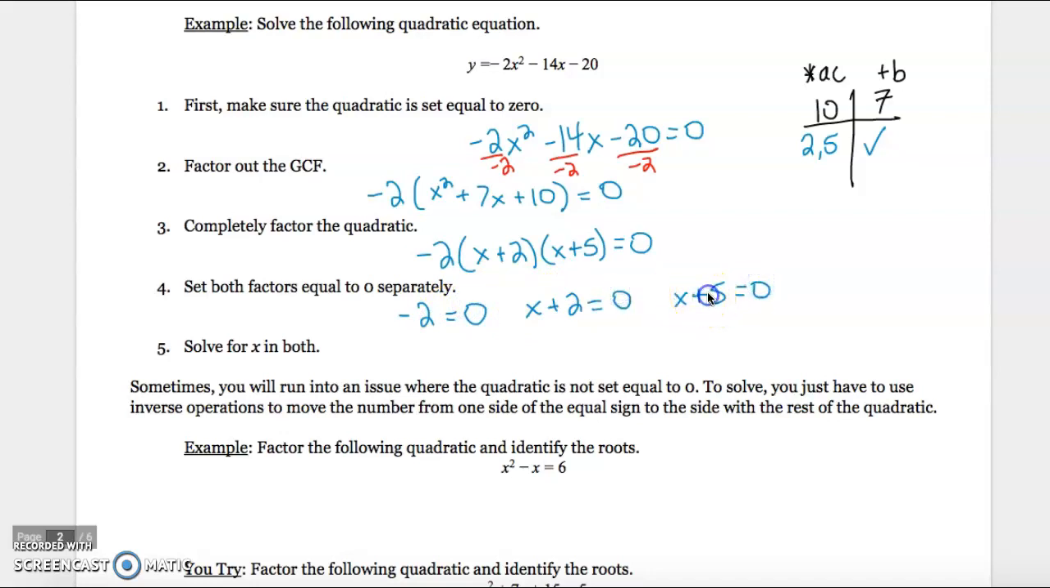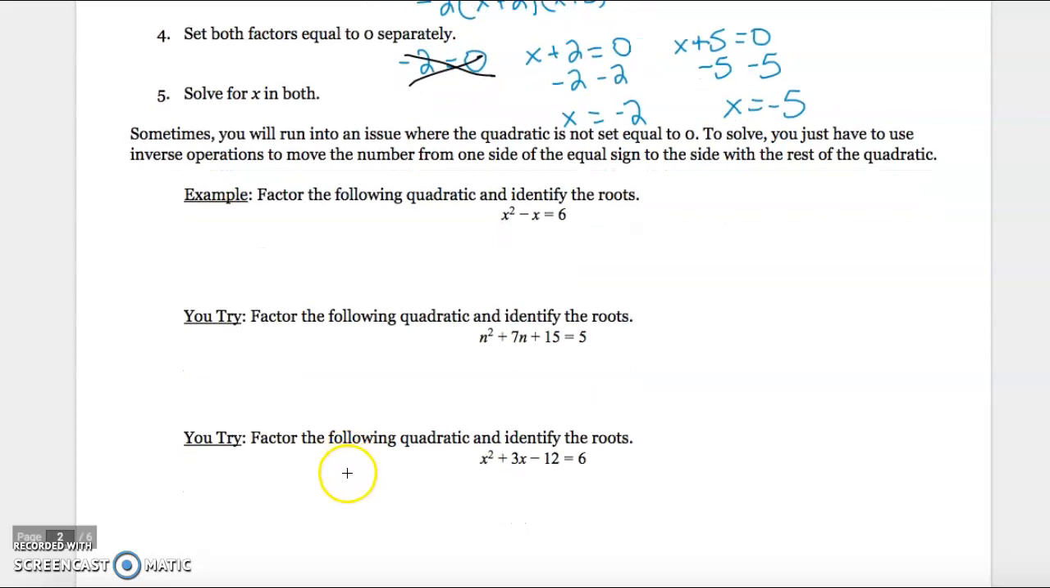Negative 2 doesn't equal 0, so obviously that one will not be working. You won't get a solution from that piece at all. But we can get a solution from the others by solving for x for each of these. So x equals negative 2 is one solution, or one x-intercept. And then x equals negative 5 is one of our roots, or solutions.